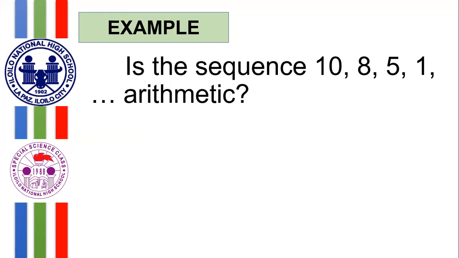How about this one? Is the sequence 10, 8, 5, 1 arithmetic? If you could see, 8 minus 10 is -2. 5 minus 8 is -3. They're not equal in the first place. So this one is not an arithmetic sequence.